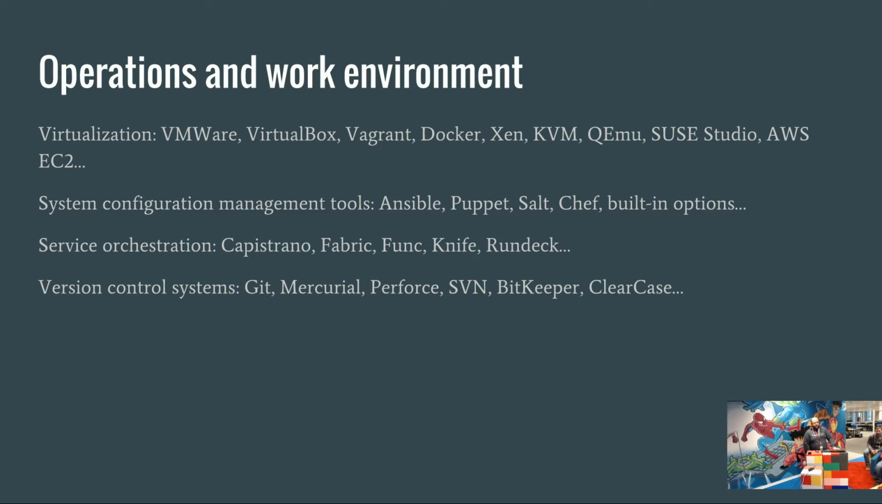Then we have tools for different kinds of operations and the work environment, like virtualization: VirtualBox, Docker, Vagrant, QEMU. They are useful to put our projects in a box, to test different kinds of environments. If there is a problem, we can easily roll back to a previous state, and it won't compromise our current workstation or the company network. We also have system configuration management tools like Puppet to remotely run and manage applications. We have service orchestration tools to do similar things with services.